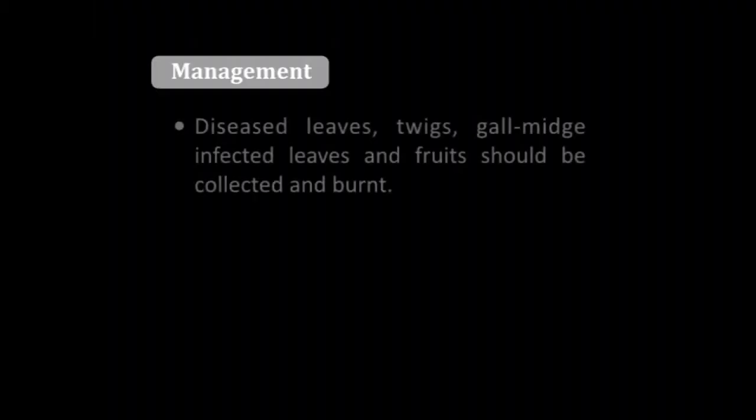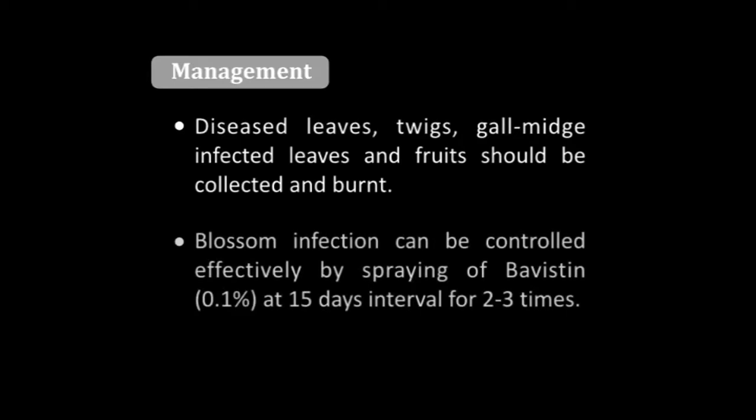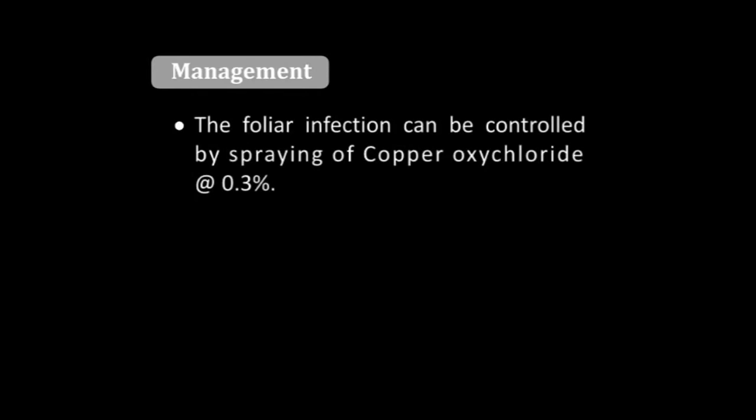Now coming to the management of the disease. Diseased leaves, twigs, and infected leaves and fruits should be collected and burnt. Blossom infection can be controlled effectively by spraying Bavistin at the rate of 0.1% at 15 days interval, 2 to 3 times. The foliar infection can be controlled by spraying copper oxychloride at the rate of 0.3%.